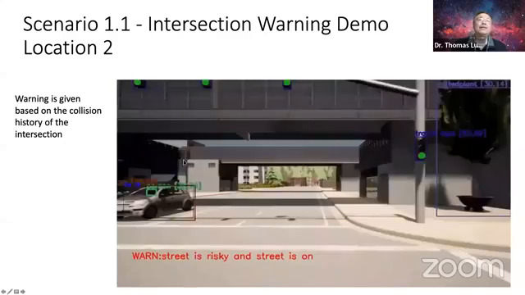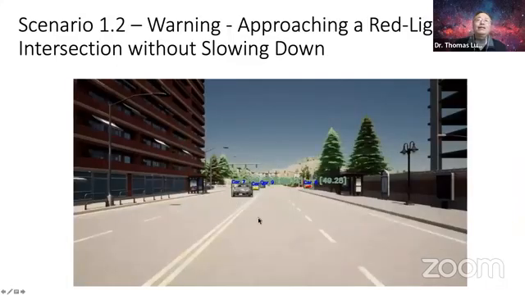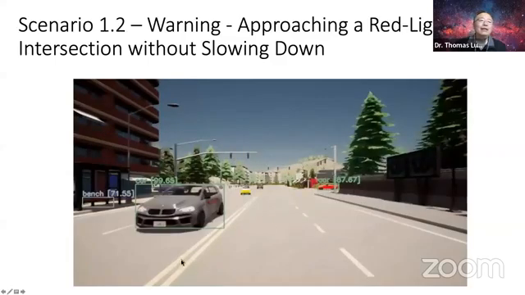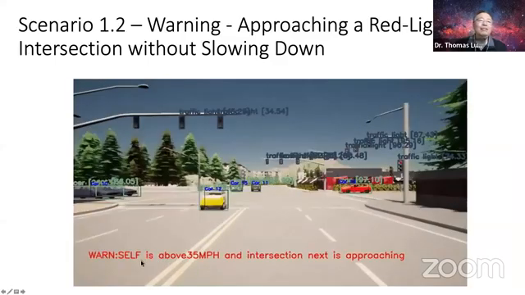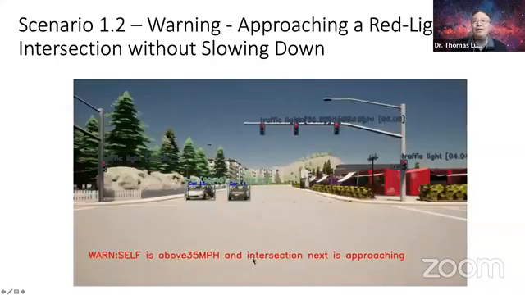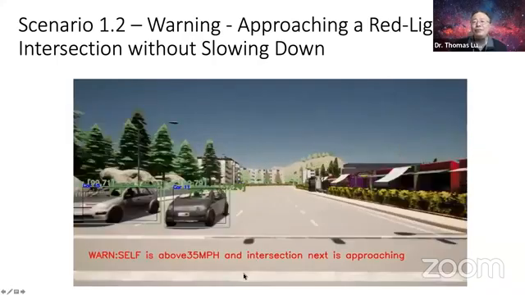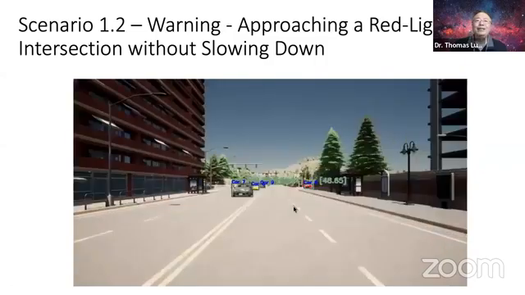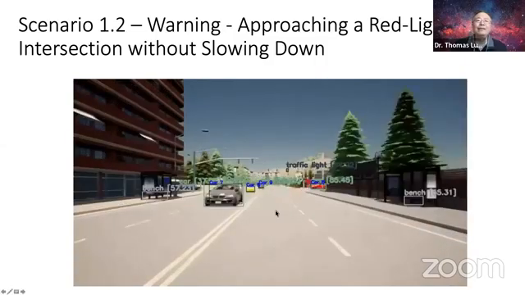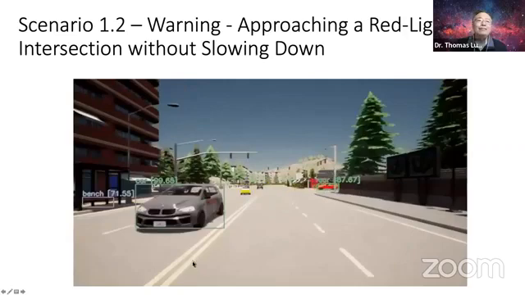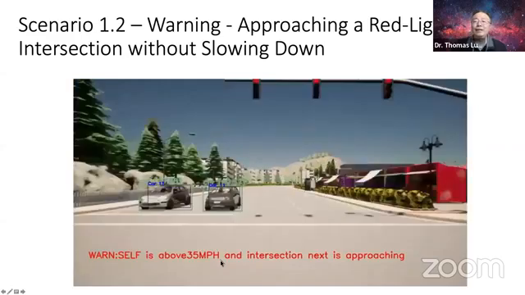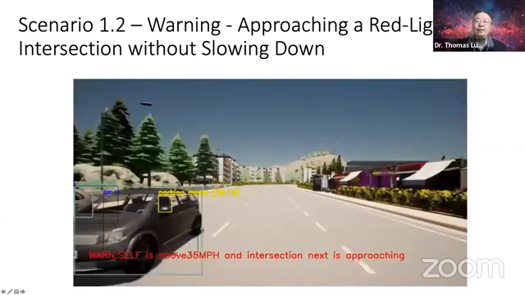And this is another one giving a warning. There's a red light. It says self, so you are above 35 miles an hour, so you are too fast because you are approaching a red light but you are going more than 35 miles per hour. So that gives a warning. You need to slow down.